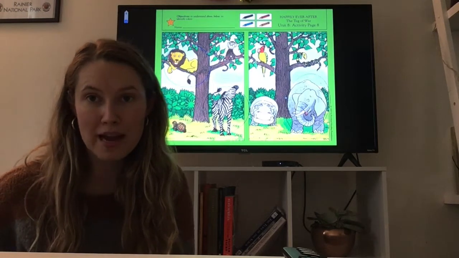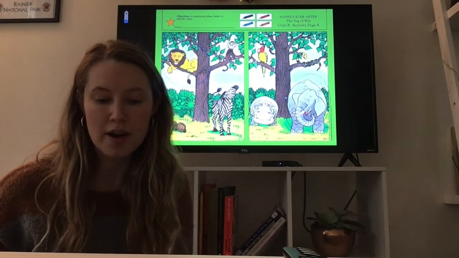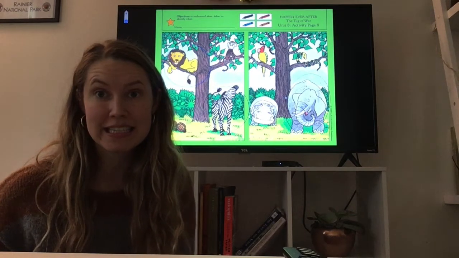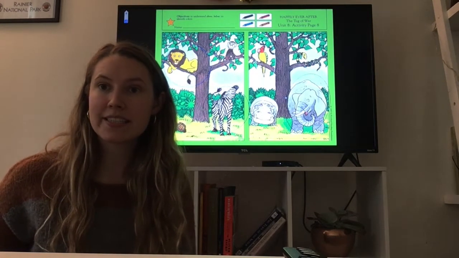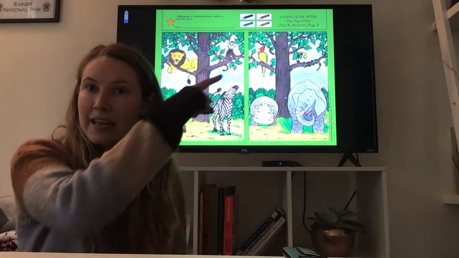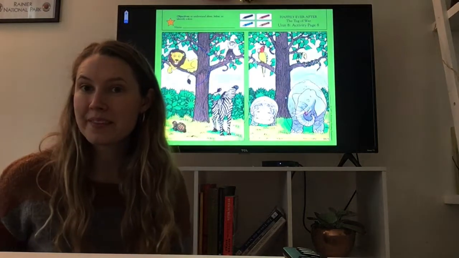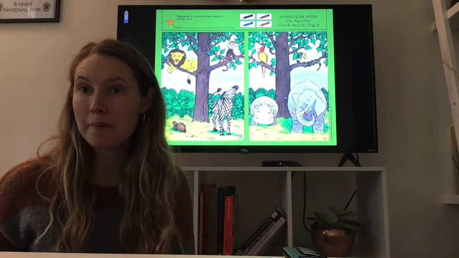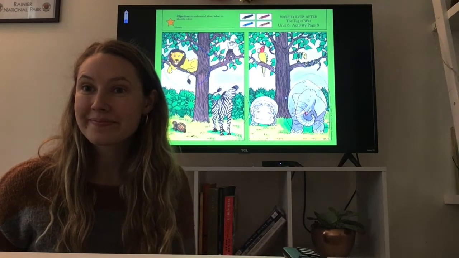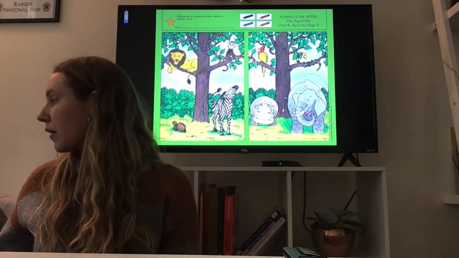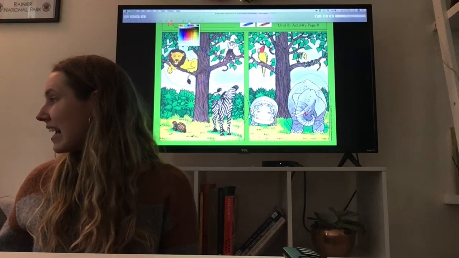Pick up your red crayon. So grab your red crayon. Circle the animal below the parrot. So where's that parrot? He's up here. We need to look below him. Which animal is below him? The hippo. The hippo is below our parrot. We are going to circle our hippo in red.